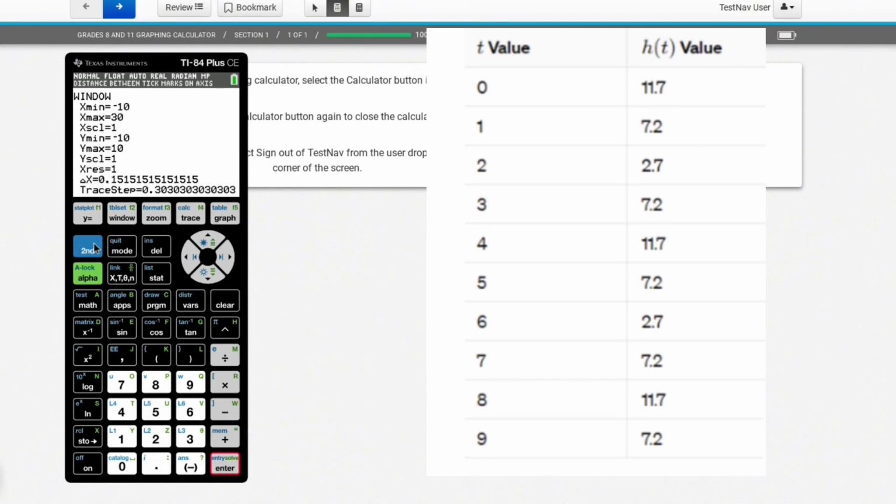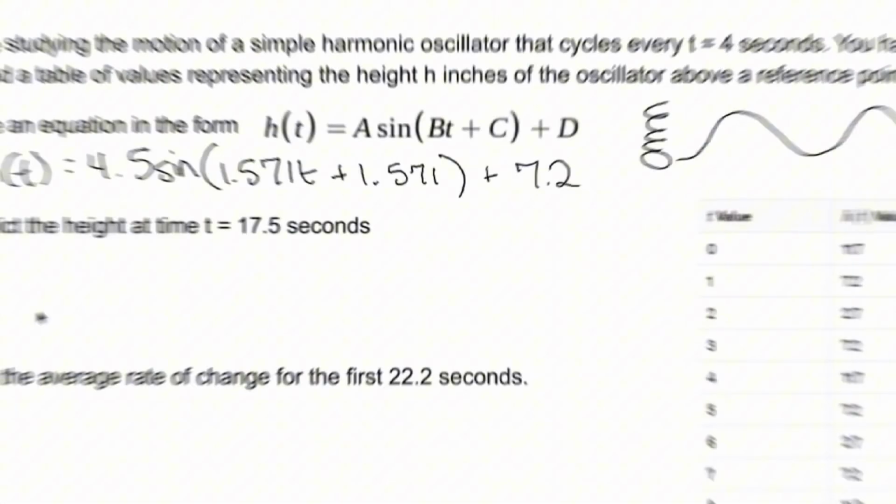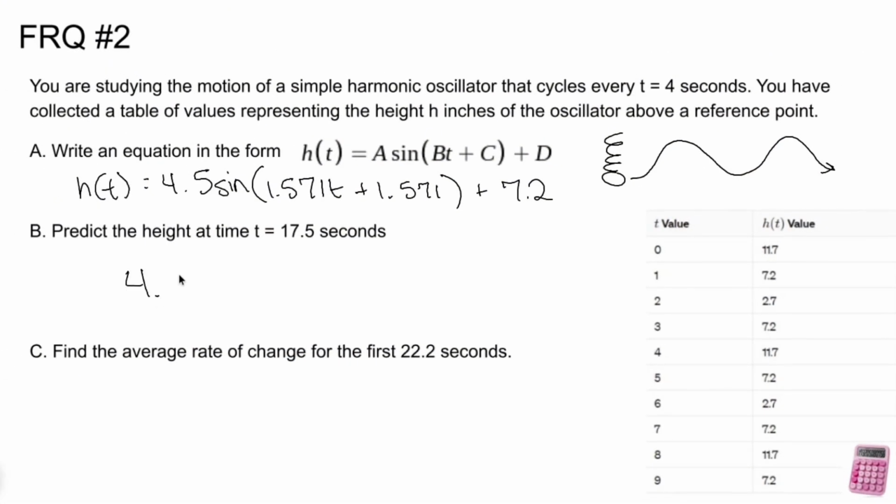So when I go to my graph, or I'll hit graph first, there it is. Now when I go to calc and do value, I will be able to type in 17.5. It's just one of the flaws that the TI-84 Plus calculators have. But by doing this, we get 4.018. So let's go off and write that out. We ended up with 4.018 inches.